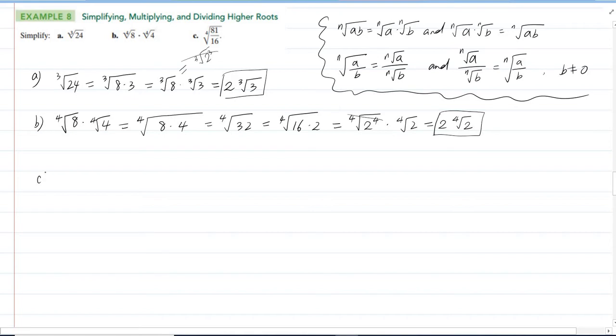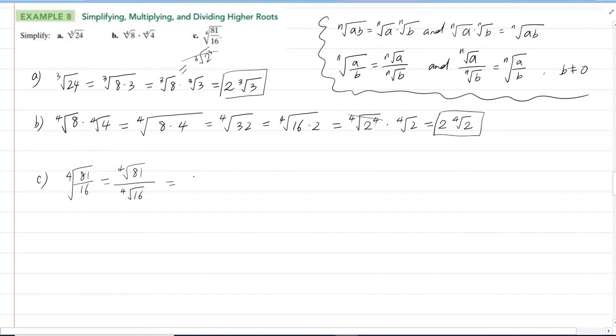Okay, let's work on part C. Fourth root of, so I have an 81 over 16. So I can use the quotient rule now. So I will write this as the fourth root of 81 over fourth root of 16.